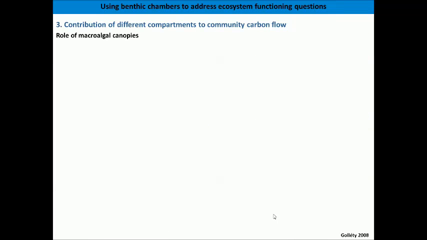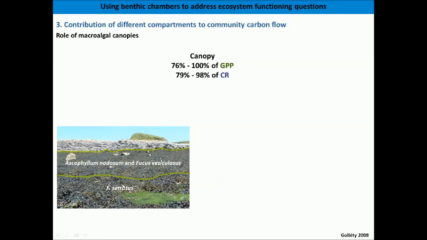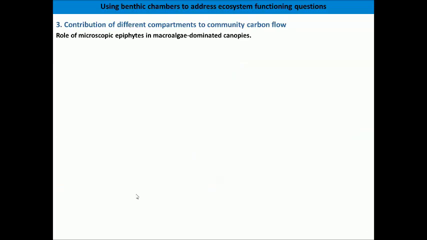You can also look at the role of macroalgal canopies. During my PhD, I established that Ascophyllum nodosum is responsible for 76 to 100% of the community gross primary productivity and 79 to 98% of the community respiration. And by performing similar measurements not only on an Ascophyllum nodosum stand, but on Fucus vesiculosus of the same tidal level and Fucus serratus just underneath, it showed that in each case, the canopy dominated both the primary productivity and the respiration of each zone. Now, this is quite significant and could only be explained by understanding the role of the microscopic epiphytes in these macroalgae-dominated canopies.